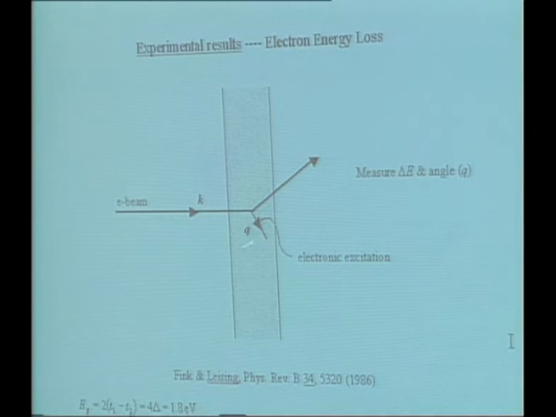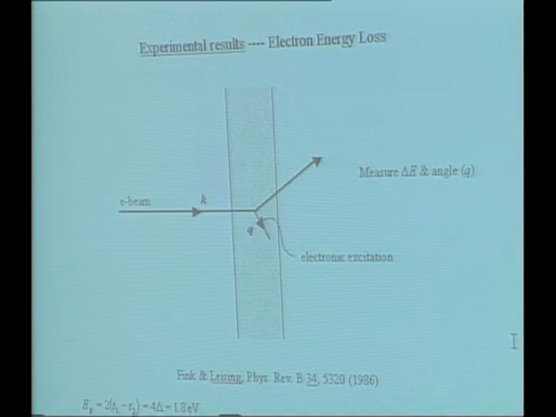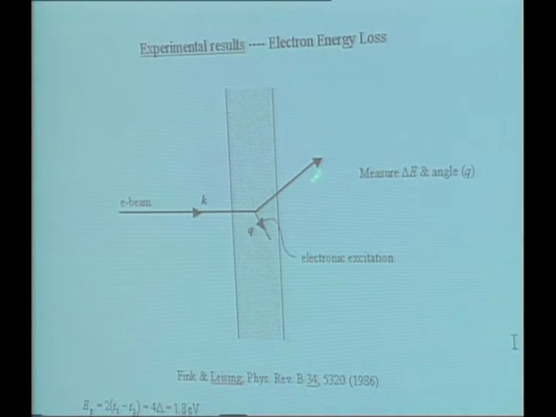Utilizing electron energy loss for determining the electronic structure. The idea is you take an electron beam, you pass that electron beam through a thin film of the material that you're interested in, and you measure two things. You measure the energy loss, so you know the input energy, and you can measure the output energy, so that gives you the energy loss, delta E, and you also measure the angle. So now you've got the energy loss, and because momentum is conserved, by measuring this angle, you get information about the dispersion curve, E versus K.